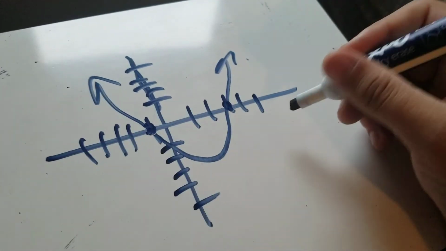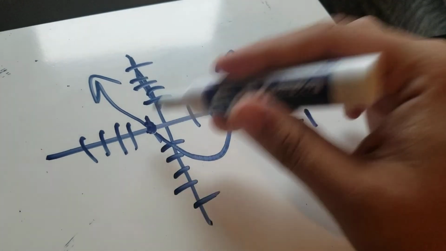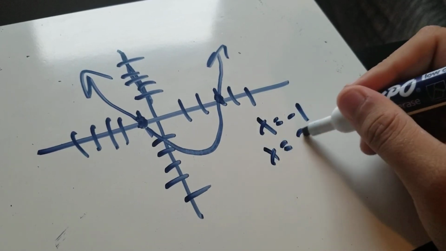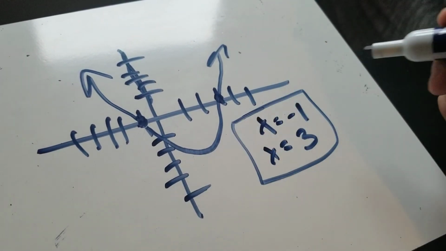Well, I went 1 left, so that's x equals -1. That's one of my roots. And then I went 1, 2, 3 right, so that's x equals 3. So my answer is -1 and 3.